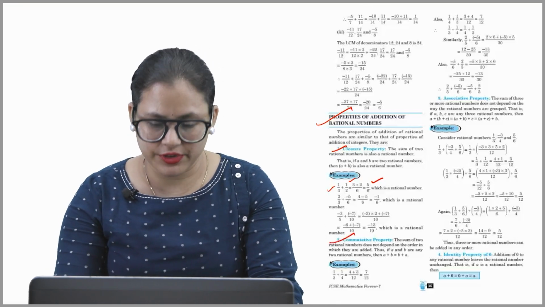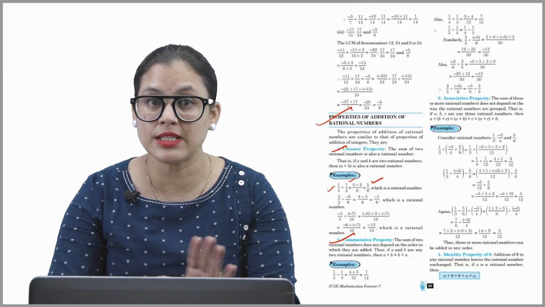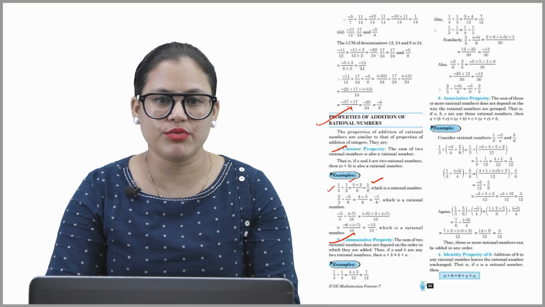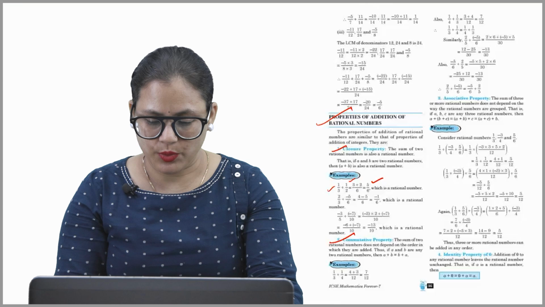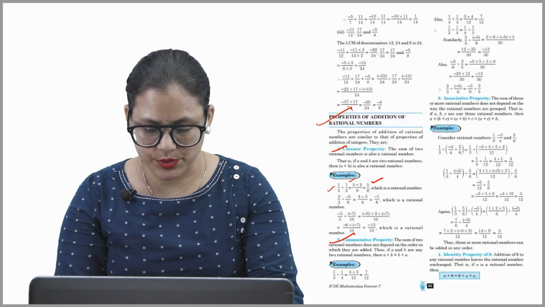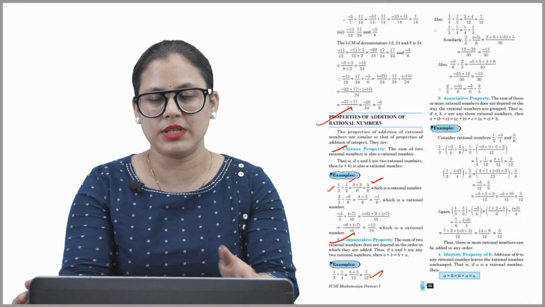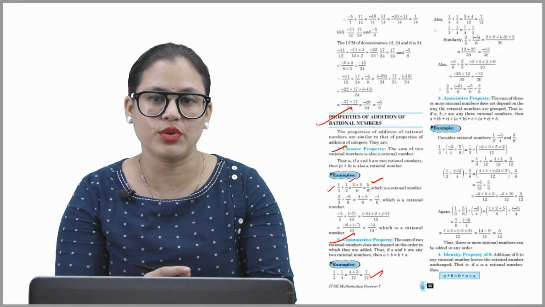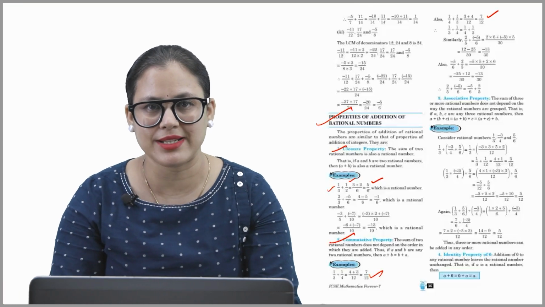Next, commutative property. The sum of two rational numbers doesn't depend on the order in which they are added. Thus, if A and B are any two rational numbers, then A plus B is equal to B plus A. See, 1 by 3 plus 1 by 4 is equal to 7 by 12. Similarly, 1 by 4 plus 1 by 3, when we are just reversing the order, we'll get the same rational number, that is 7 by 12.